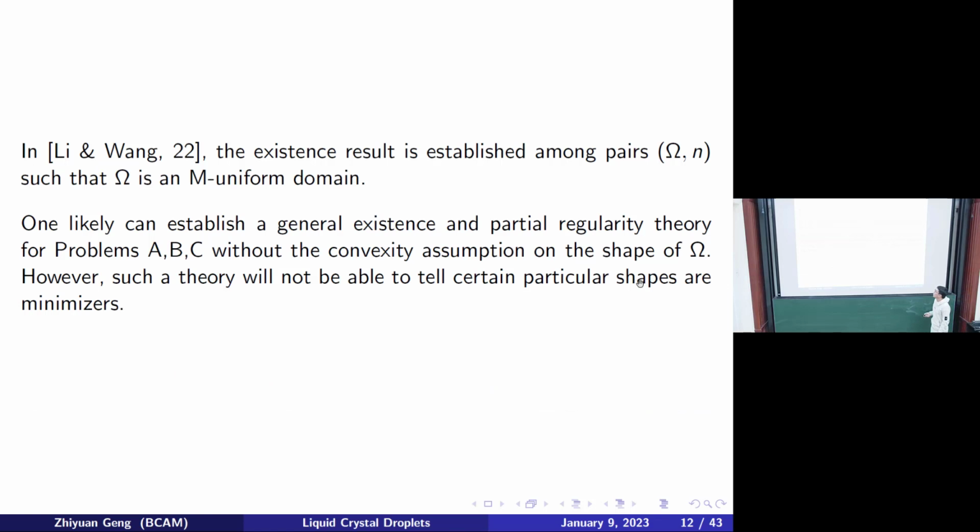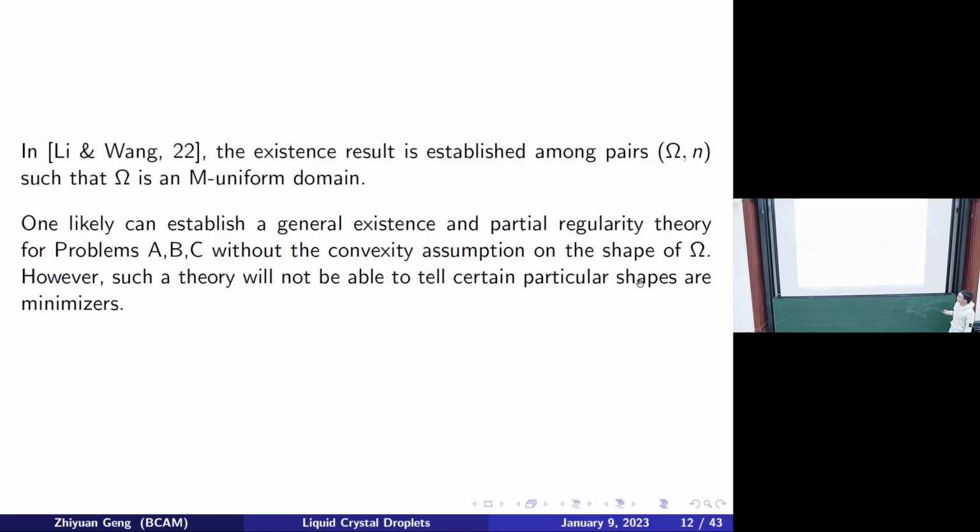In a recent work of Li and Wang in '22, they established the existence result in more general domains. They remove the convexity assumption, but they assume this omega is a so-called M-uniform domain. This M-uniform domain gives almost the inner and outer corkscrew condition for this domain. So basically, they also assume that this domain satisfies some regularity hypothesis.